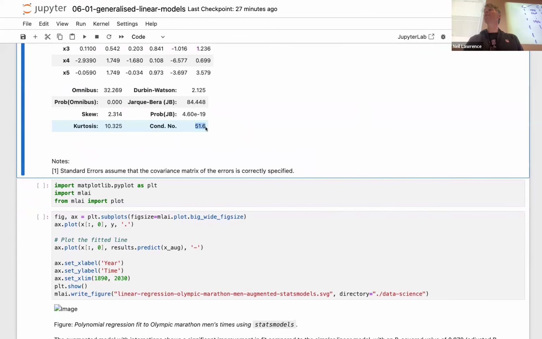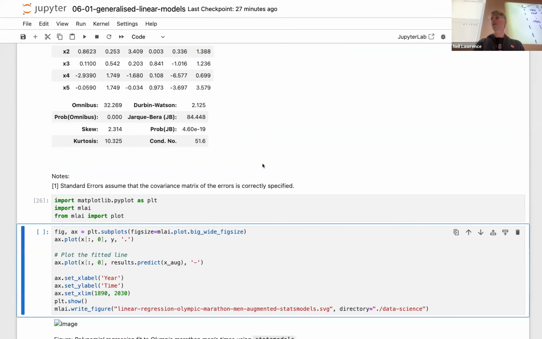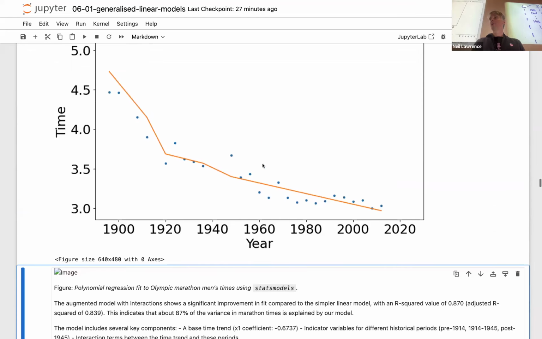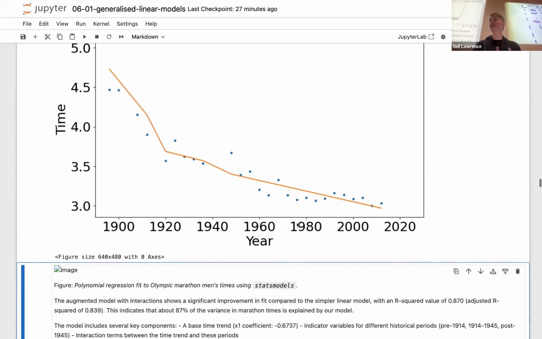Okay, look at the condition number now. Yeah? It's beautifully conditioned. So that was the problem, right? And it's no longer warning us about the condition number. And there's the fit. So this is some kind of piecewise linear fit now.